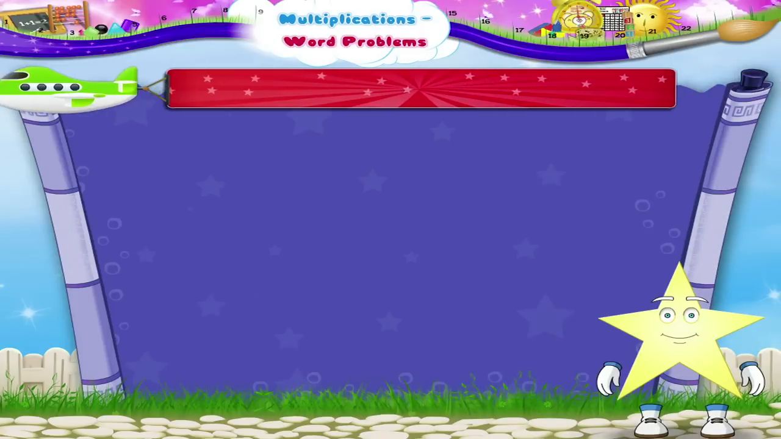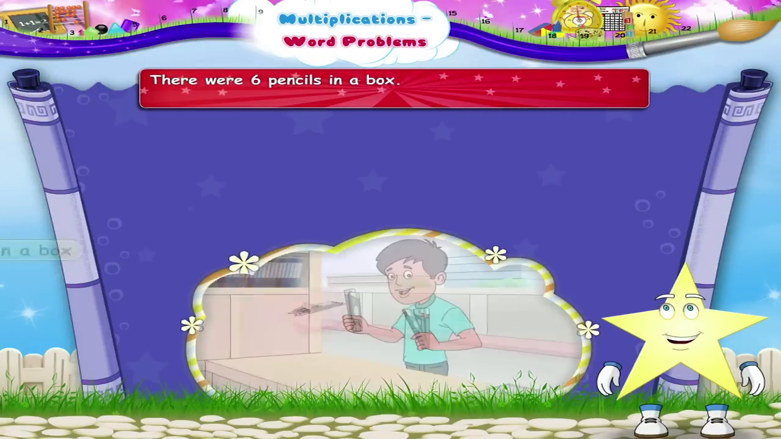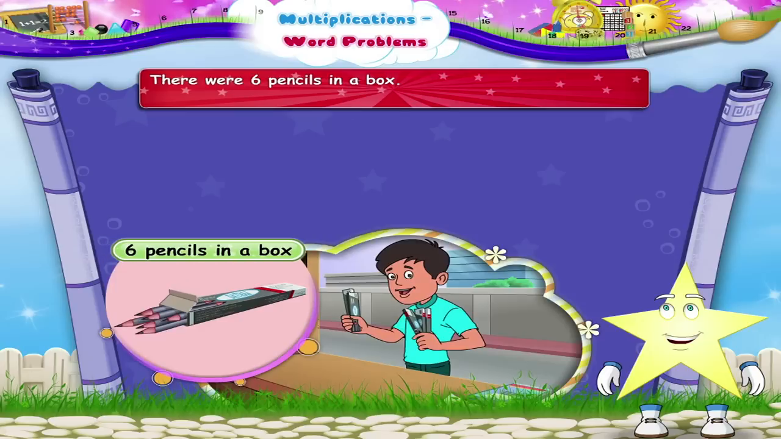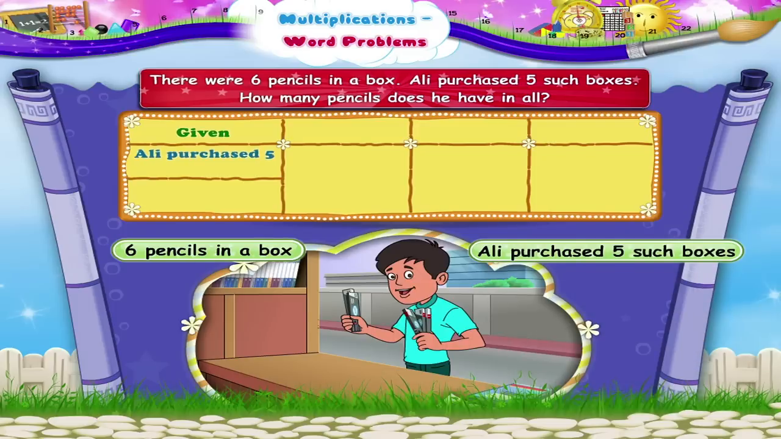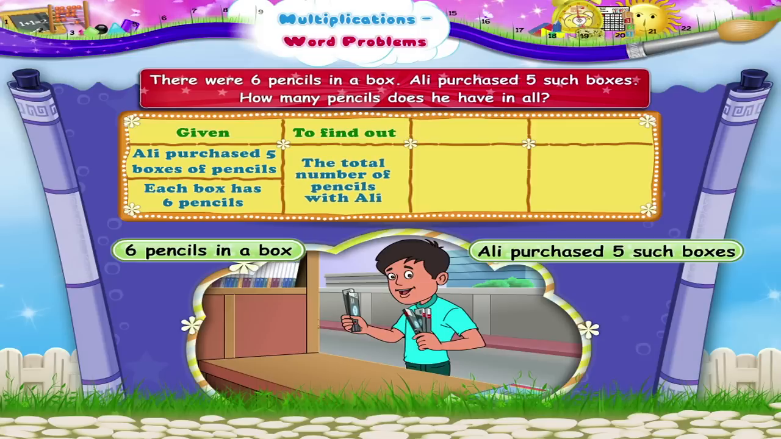Let's solve the next one. There were 6 pencils in a box. Ali purchased 5 such boxes. How many pencils does he have in all? It is given that Ali purchased 5 boxes of pencils. Each box has 6 pencils. What do we have to find out? We have to find the total number of pencils with Ali.